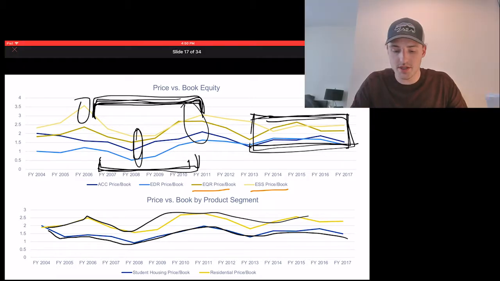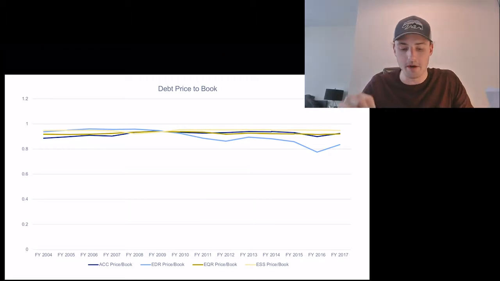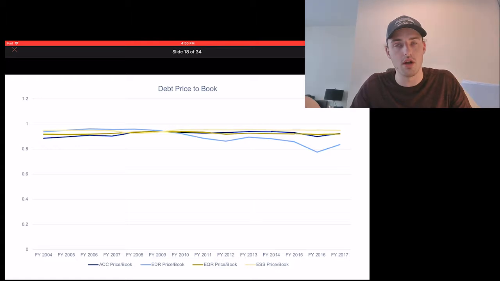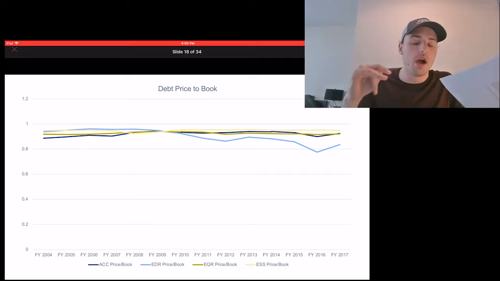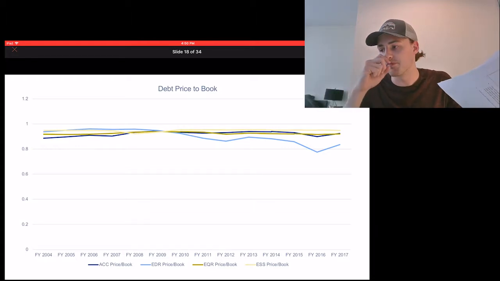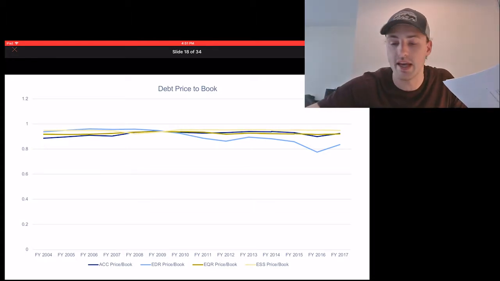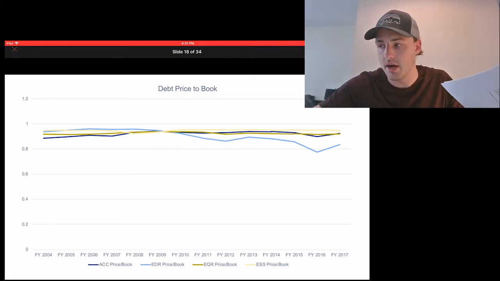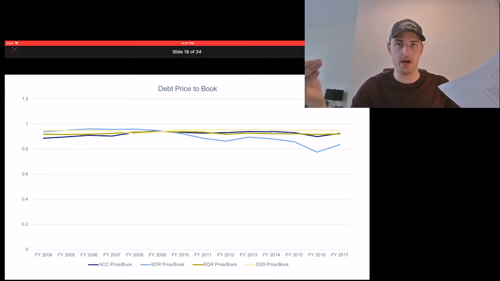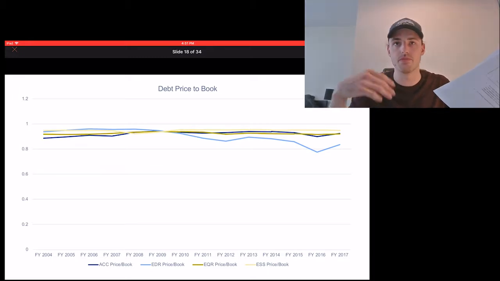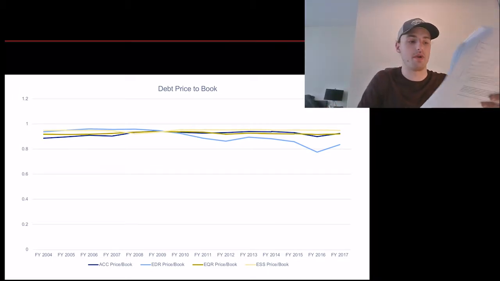So in this next slide here, we have the debt price to book ratio for all of the different REITs over time. And really, I wanted to look at this because I wanted to see if there was some accounting error or something fundamentally wrong that I was doing with my analysis to see that price to book on equity had such a high ratio.